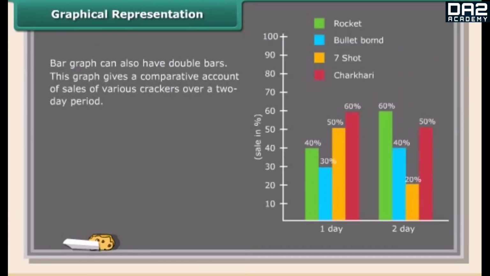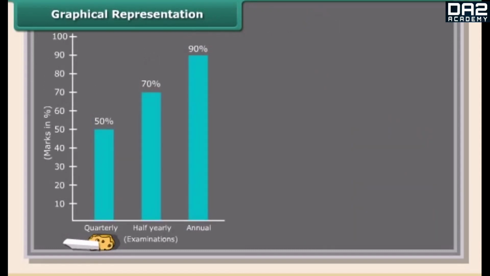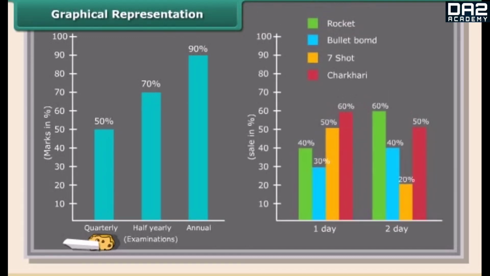Bar graph can also have double bars. This graph gives a comparative account of sales of various crackers over a 2-day period. From the above graphs, the first graph shows the comparison of 3 examinations of a student. The second graph shows 4 varieties of crackers sold in 2 days.